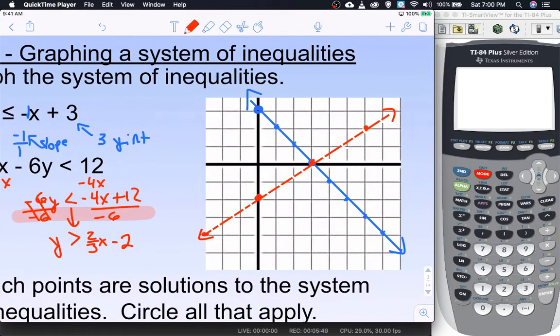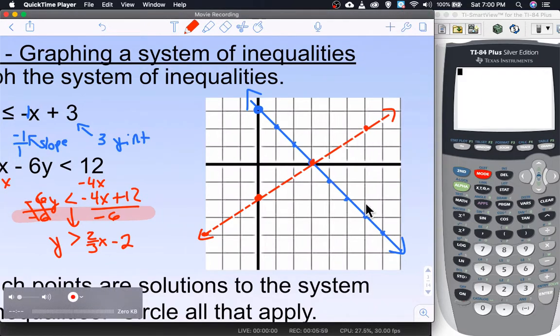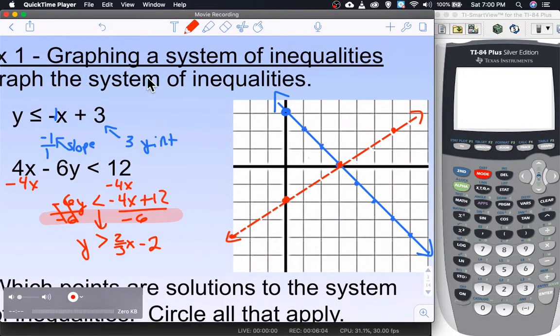So just like when we did inequalities on a number line, we filled in our dot, hollow or solid, and then we shaded to the left or to the right. Well, on our coordinate graph, we also need to shade. My first line here is y is less than or equal to. I need to shade less than or equal to this blue line.